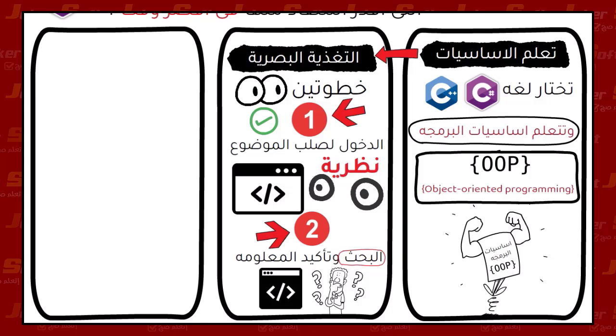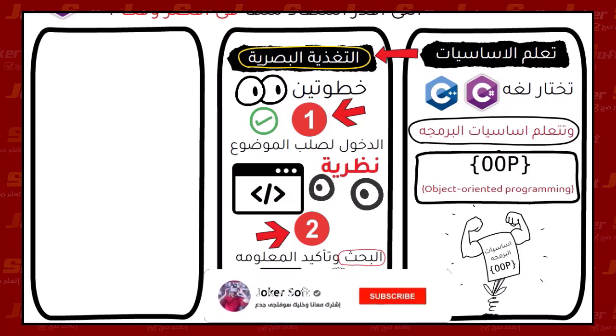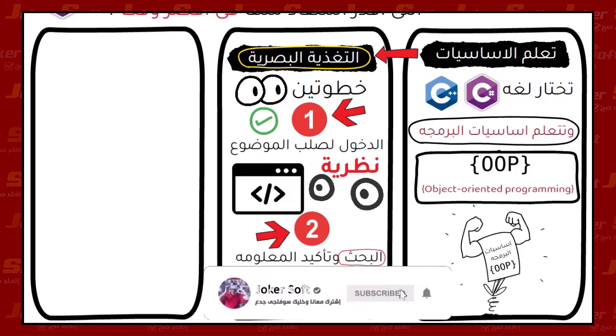What this stage requires is that you give yourself visual nutrition, seeing different codes and sources so that your eye gets used to them. Okay, just now, stop the video a little.